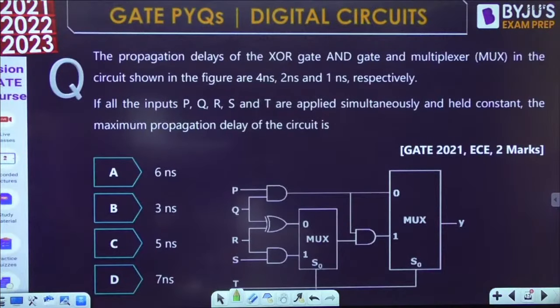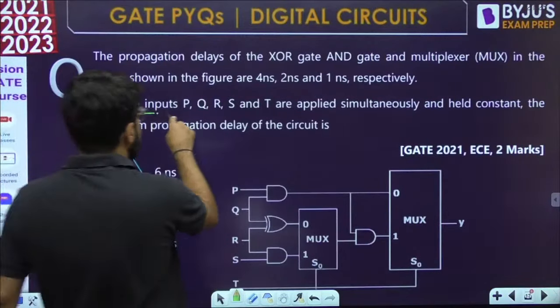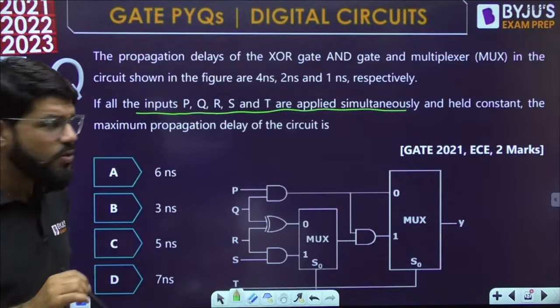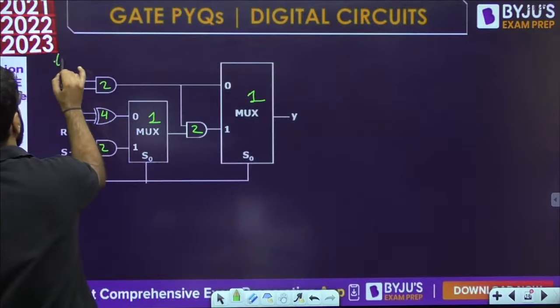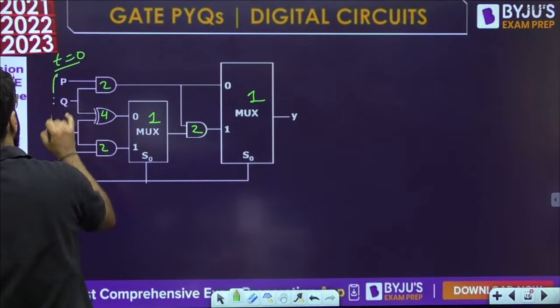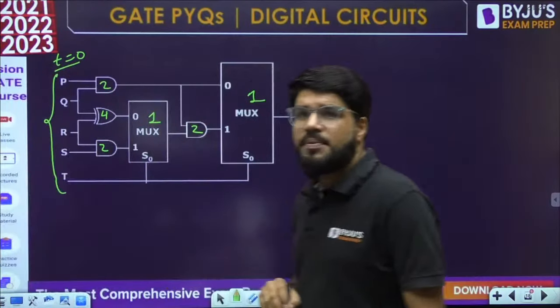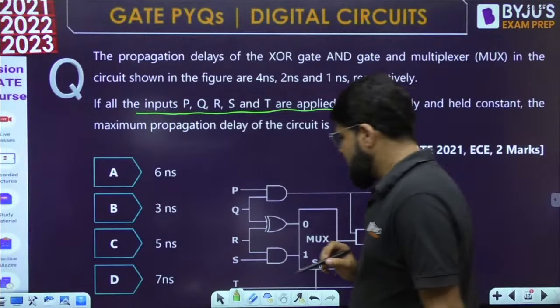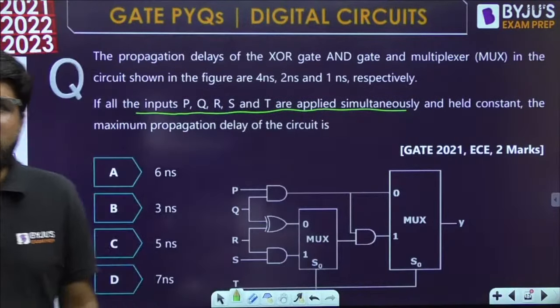If all the inputs are applied simultaneously, that means at the same time, let us say all the inputs are applied at t equal to 0. What is the maximum propagation delay of the circuit? Okay, maximum propagation delay of the circuit.